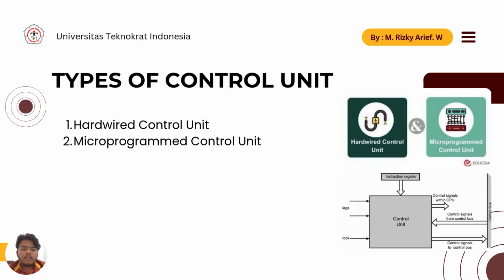Types of control unit. There are two main types of control unit. The first is the hardwired control unit, which uses fixed logic circuits. The second is the microprogram control unit, which uses a set of microinstructions stored in memory to control the CPU. Each type has its own advantages and disadvantages.